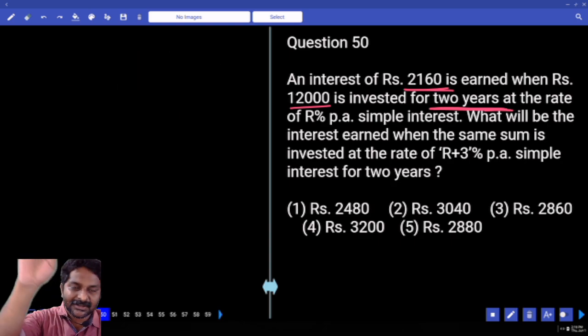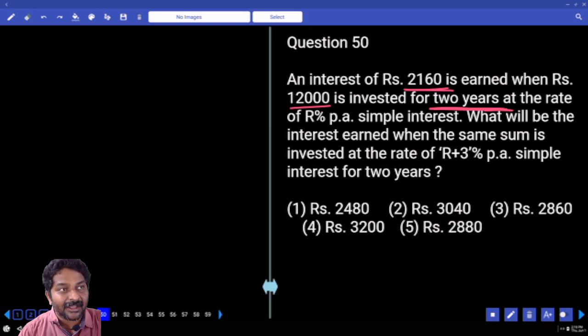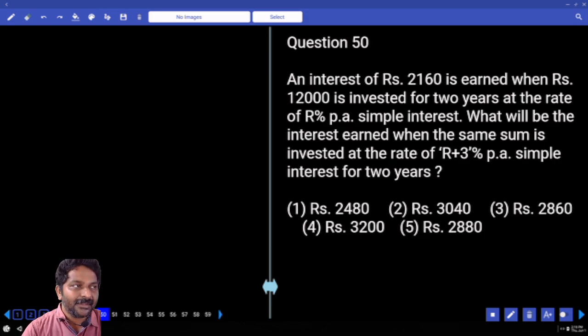I don't need this fellow also. Without calculating r value, we can answer the question. Is there any change in the principal? No, there is no change. Is there any change in the time period? What is the change? Rate of interest got increased or decreased? Increased. That means we will definitely get more than earlier interest. Come on, earlier interest was 2160.